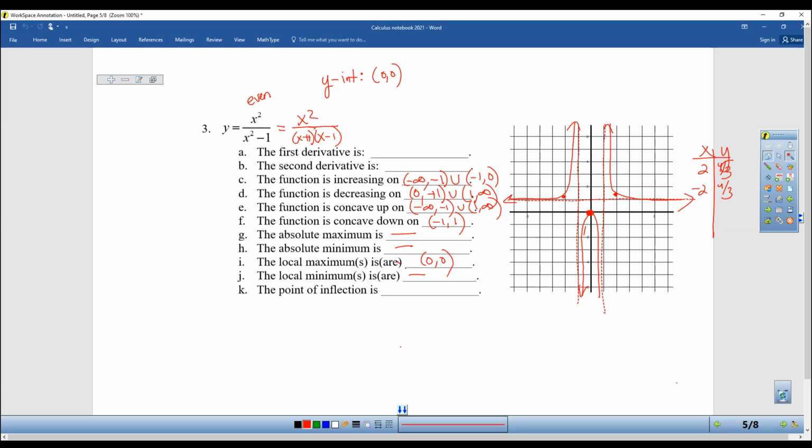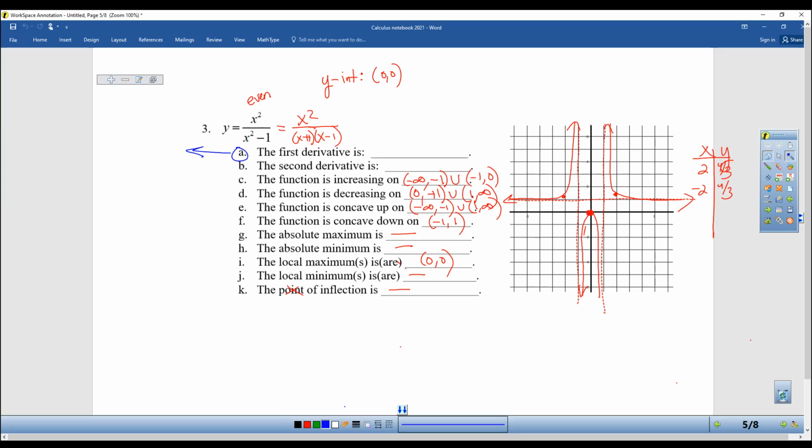Now, the graph does change inflection. It goes from concave up to concave down, but that happens at asymptotes. So there's no actual point of inflection. So if you're good at your pre-calc, you could literally do most of these problems with just pre-calculus.